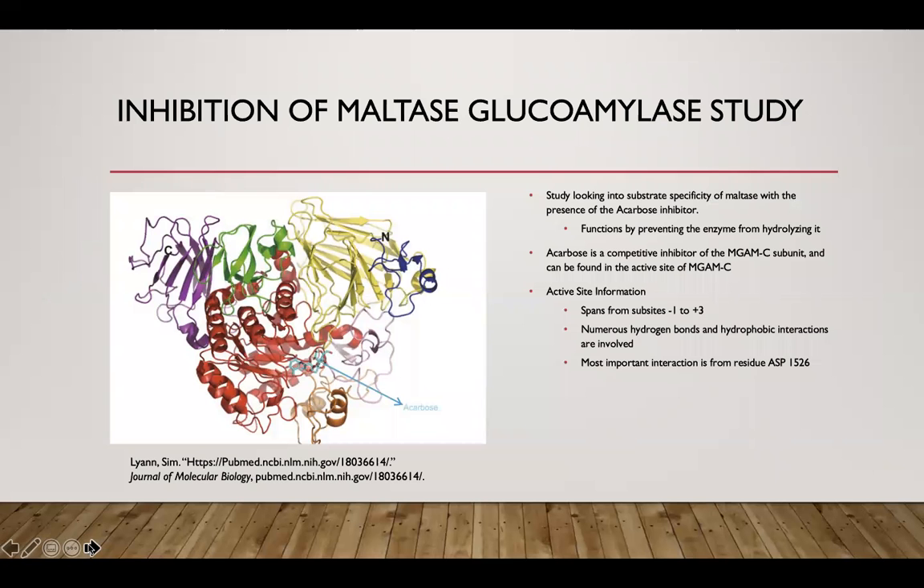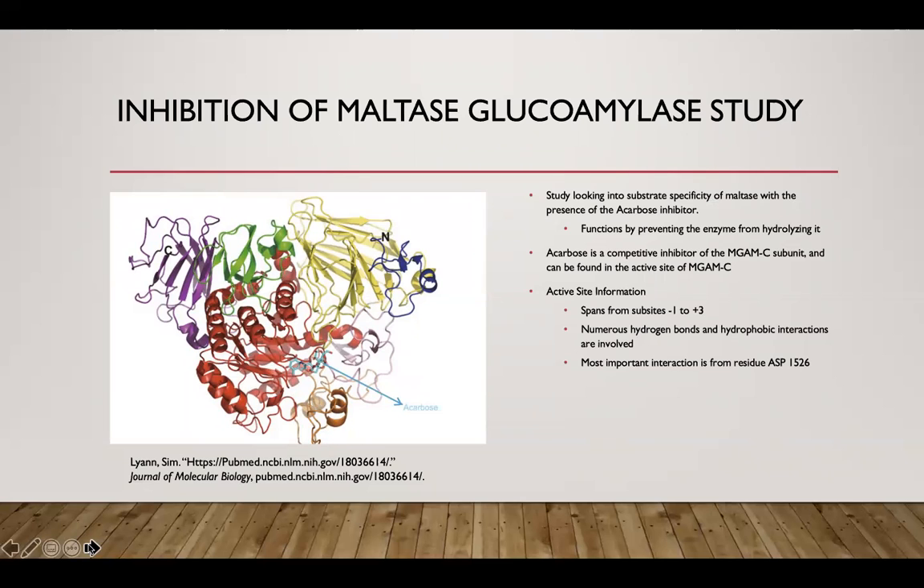Now that we've looked at the overall mechanism and catalytic strategy of maltose, I'd like to take a step further and see how this changes with an inhibitor present. So I found this study done by some researchers, and they decided to look at the substrate specificity, active site differences, and overall inhibition differences. Before I talk about that, the researchers wanted to first note some important key factors.